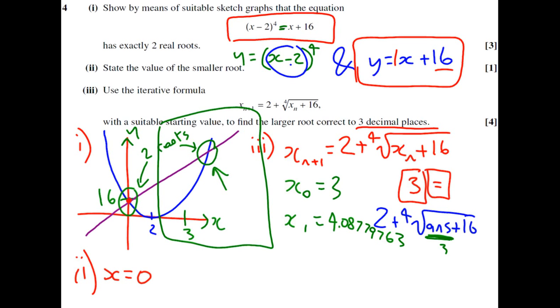Okay, press equals again. That puts this now into there. So hopefully you can see how it's working. 4.117059583. Press equals again. We need to do it until it stops changing to 3 decimal places. Okay, and then we've got our answer, 4.117783, that'll do. Press equals again.